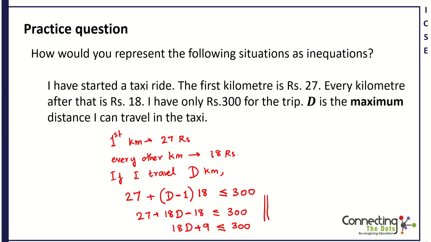From this we can say 18d is less than or equal to 291. So this is how you can take situations like this and represent them as an inequation. And these are good practice questions to try, because it is one thing to solve an algebraic inequation using the rules, but it is also a necessary skill to be able to look at a situation like this and represent it as a mathematical inequation.